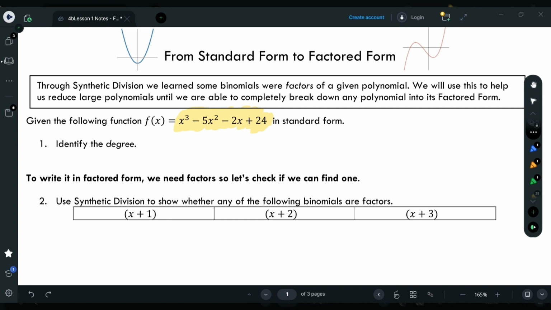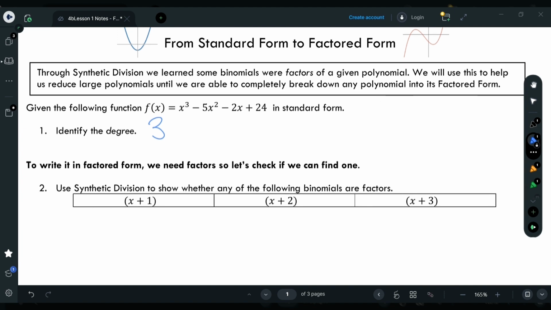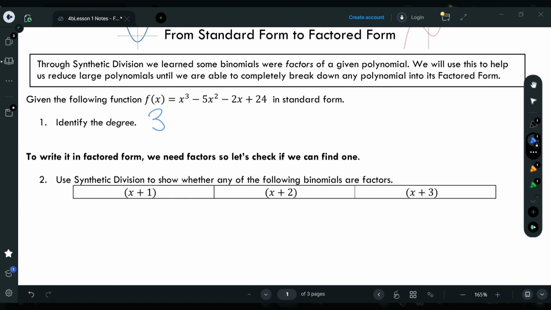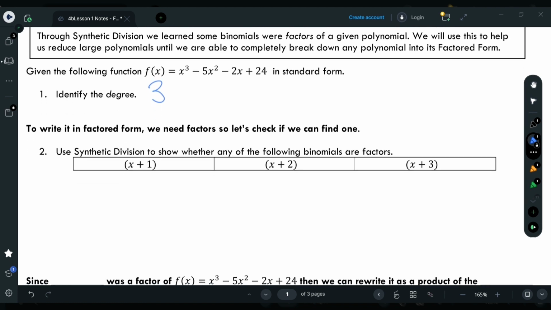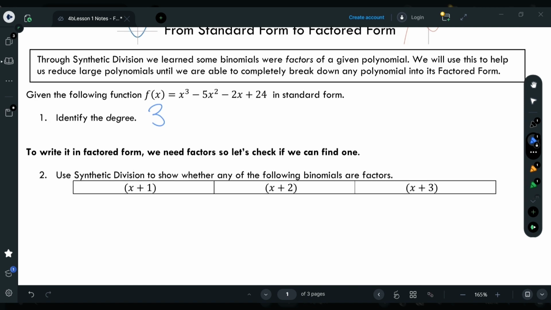Okay, so this first one here says identify the degree, and remember the degree is the biggest exponent, and we can see here that's a 3. So the degree for this polynomial is a 3. Okay. Next it says to write it out in factored form, we need factors. So let's check if we can find one.